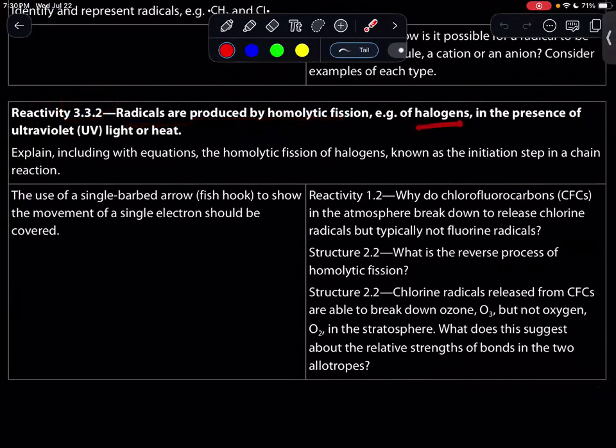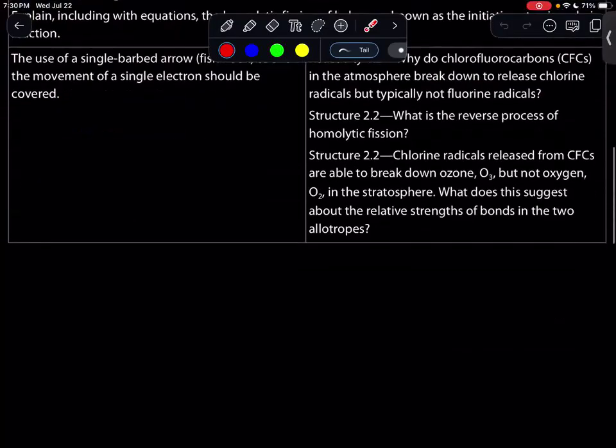This is either going to be halogens in the presence of ultraviolet light or heat, as well as chlorofluorocarbons and such. We'll explain, including equations, the homolytic fission of halogens, known as the initiation step in a chain reaction. So we're going to look at a little bit of that chain reaction as demonstrated through chlorofluorocarbons and the ozone layer. So with that said, let's go right into it.